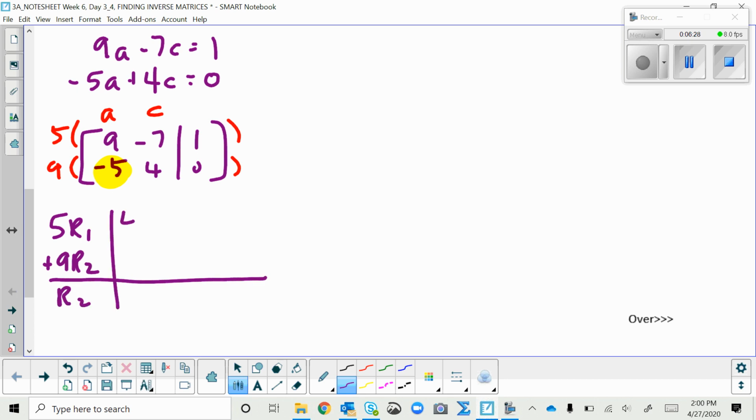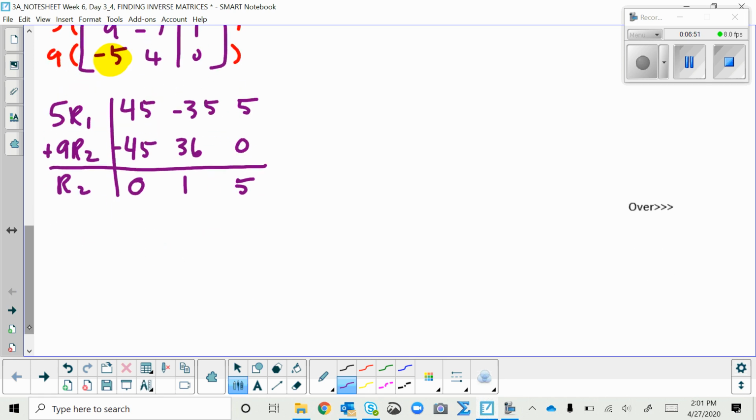So 5 times the first row is 45, -35, and 5. And 9 times the second row is -45, 36, and 0. Adding the rows gives me 0, 1, and 5. All right, so that's my new row. So here's my new matrix. Row 1 did not change, so 9, -7, 1. And row 2 is now 0, 1, 5. And here we go. Remember, the last row is now already solved for, and this 1 right here represented which variable?